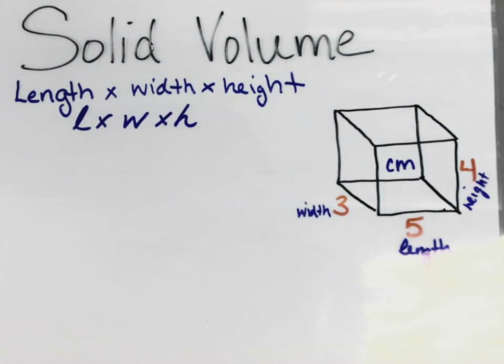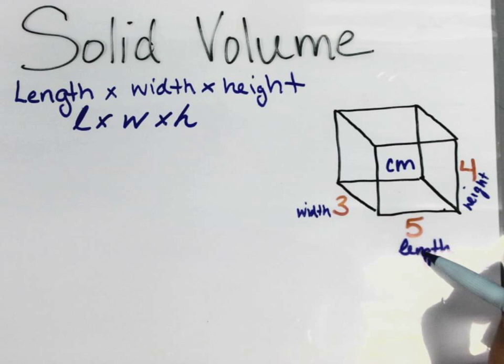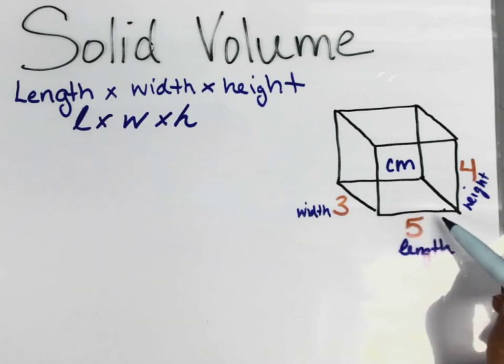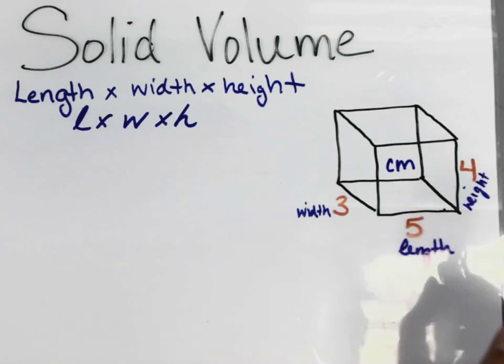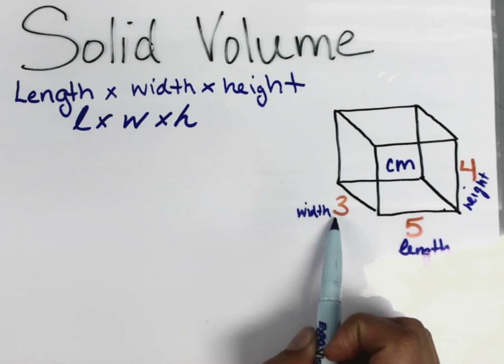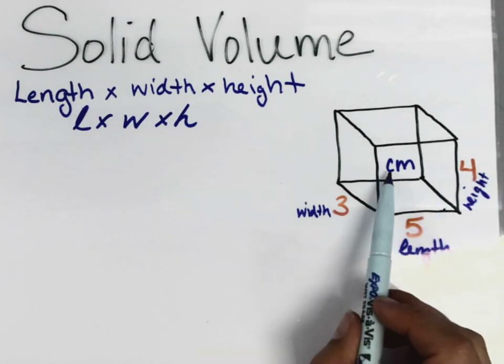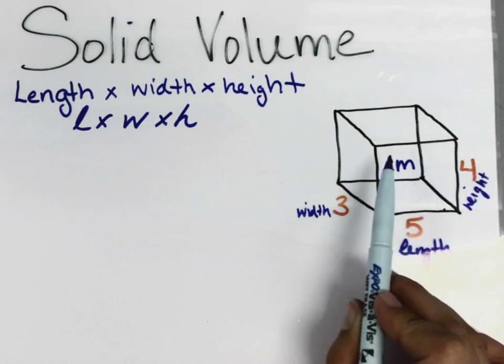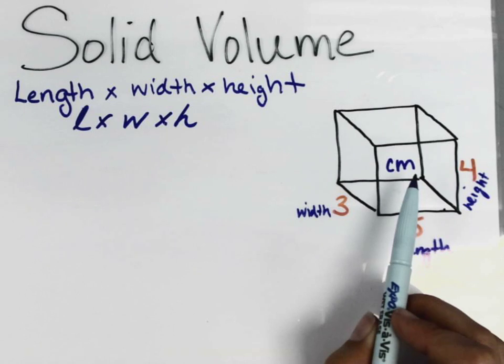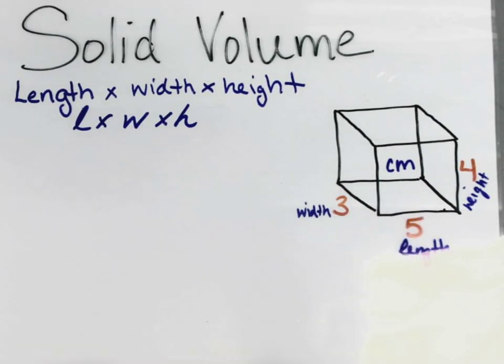I have labeled on our rectangular prism here that the length is going to be the longer side. So our 5 is going to be the length. Our width is the other side. And then the part that rises upwards, that's the height at 4. And as we can see, we want to make sure we're measuring in centimeters. You can measure volume in meters, millimeters, kilometers, just depending on how big or how small your object is. This one we're doing in centimeters.